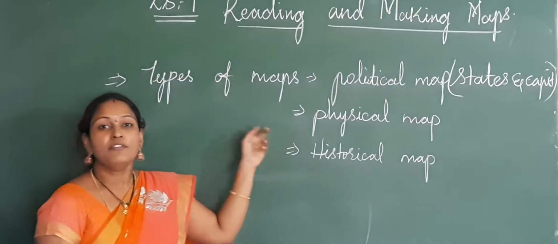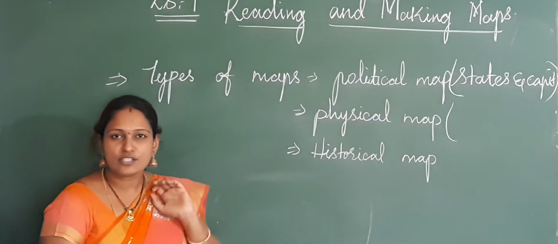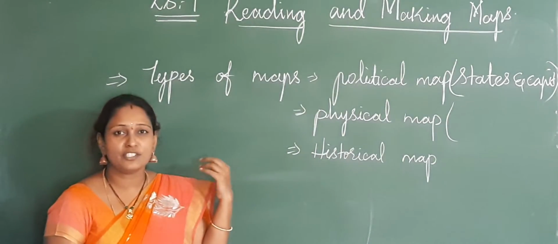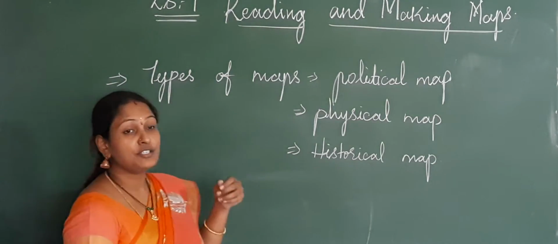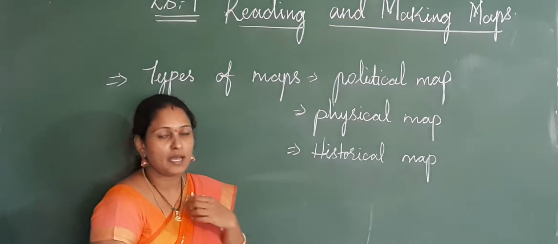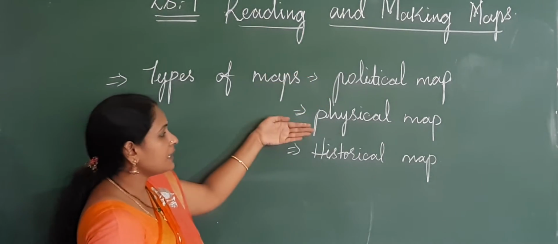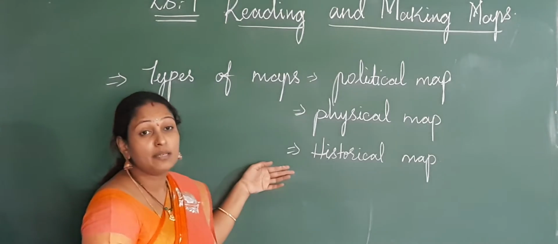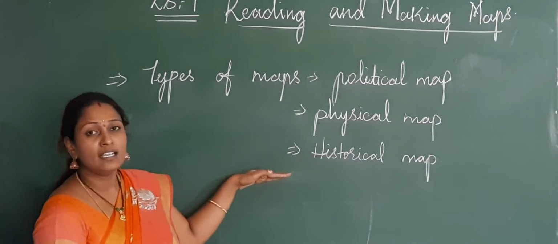Then just have a look on your screen. You will find a physical map. You will see the physical features of the country. So what are the physical features of a country? Now you are going to see different types of maps, right? In this class you will see political map, physical map and historical map. Children, you will find different maps, but in this session you will see only 3 maps.